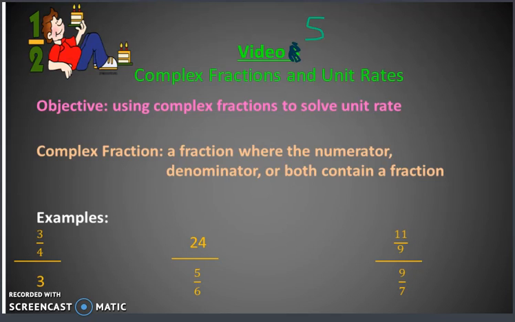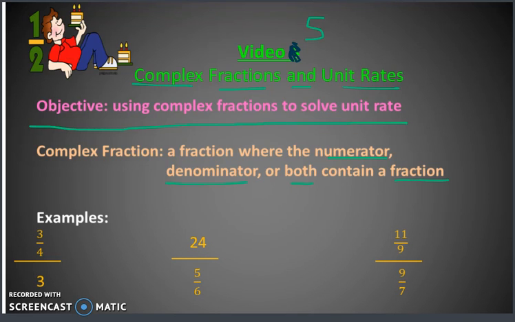Okay, welcome to video 5, complex fractions and unit rates. Our objective is using complex fractions to solve unit rate. So what is a complex fraction? It's a fraction where the numerator, denominator, or both contain a fraction.